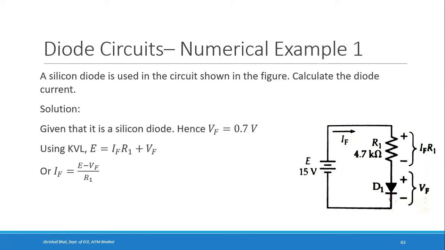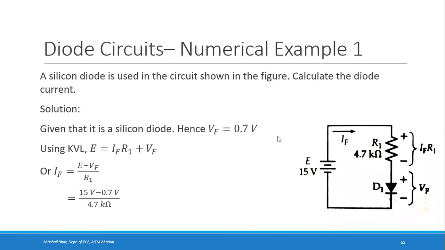So just substitute the values. What is E? E is given, it is 15 volts. VF is also given, it is 0.7 volts. What is R1? It is 4.7K, right? Using this, can anyone calculate the value of IF and tell me? 15 minus 0.7 is 0.8, divided by 4.7 K. So what will be the value of IF?